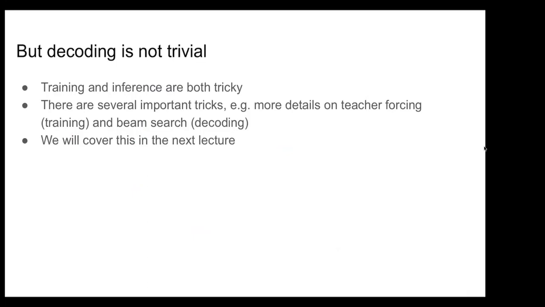So there were a lot of tricks that were proposed after people discovered that. And also there is an issue of beam search, which is quite related to how teacher forcing works, how the decoder is being trained, and also how the decoder is actually being used during inference time. We're going to cover this in the next lecture. Because decoding is not a trivial problem, we're going to spend the entire lecture on it, in the next class, which is after next week.